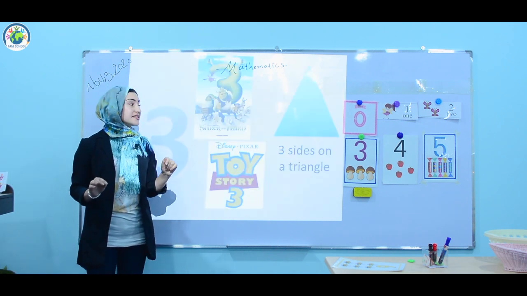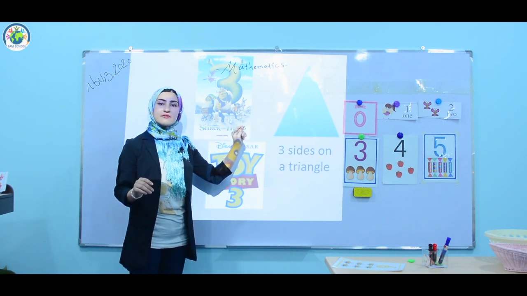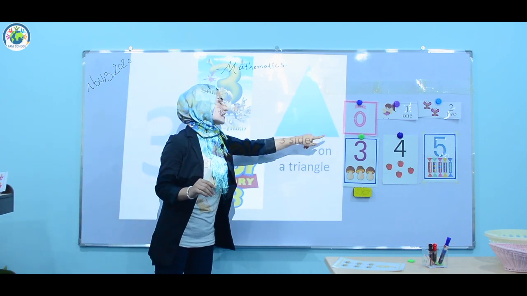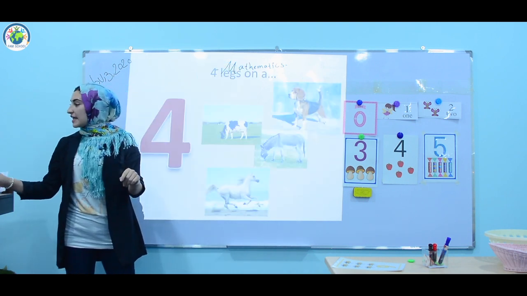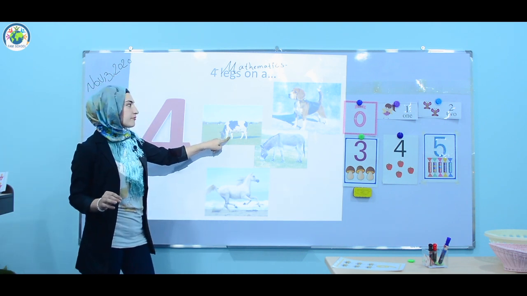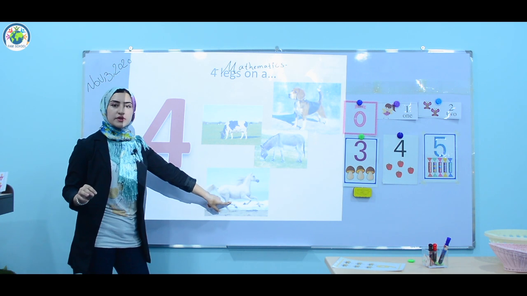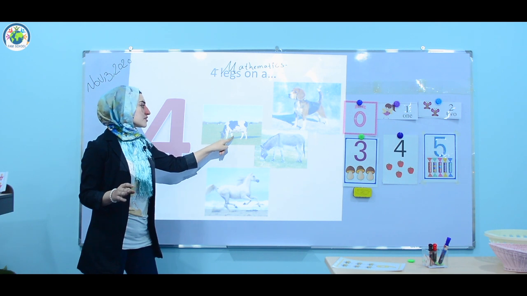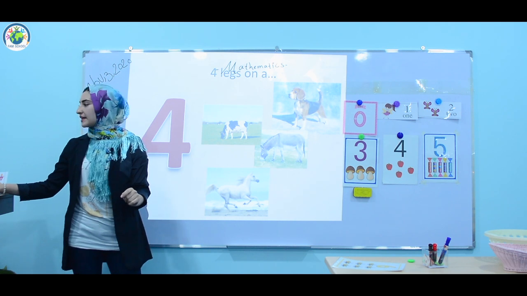Number 3. As you know, this is a triangle. How many sides does a triangle have? 3 sides. 1, 2, 3. A triangle has 3 sides. Number 4. How many legs does a cow have? And how many legs does a dog have? What about a donkey? What about a horse? They all have 4 legs. 1, 2, 3, 4.